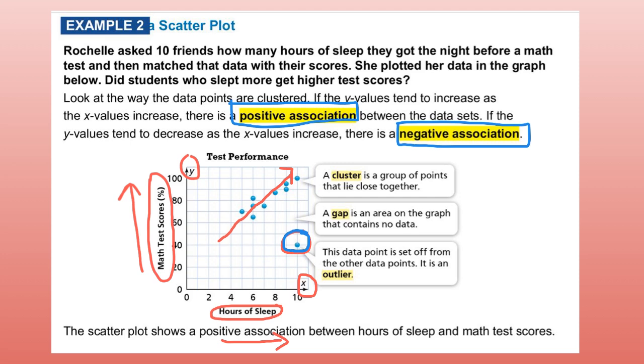A gap is an area where there isn't any data. There are gaps all over. Any place there's not a dot, that's a gap. And then this guy I said we would talk about later, this guy's an outlier. He's a data point, or she's a data point, that is very, very different from the rest of the group.